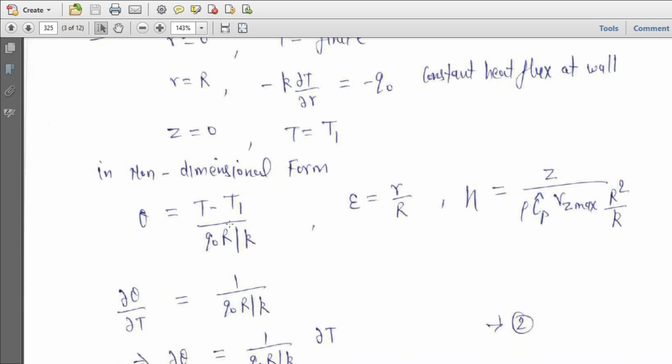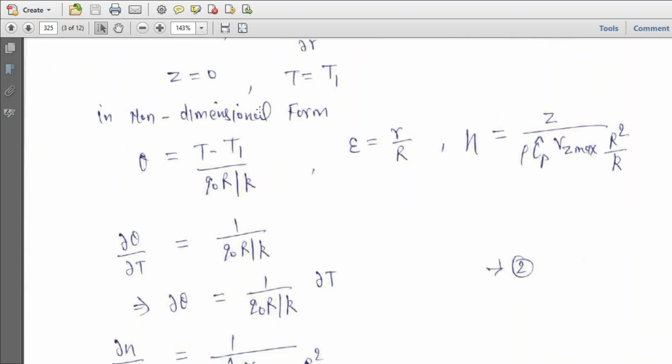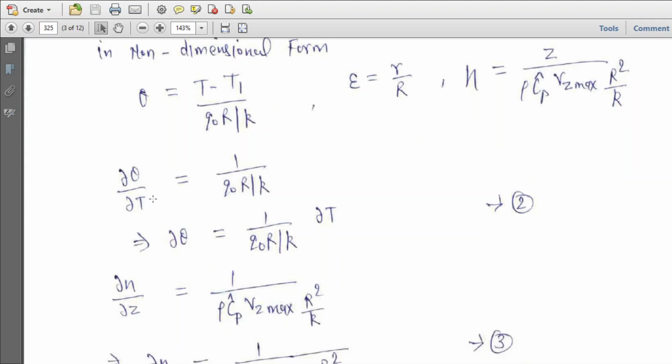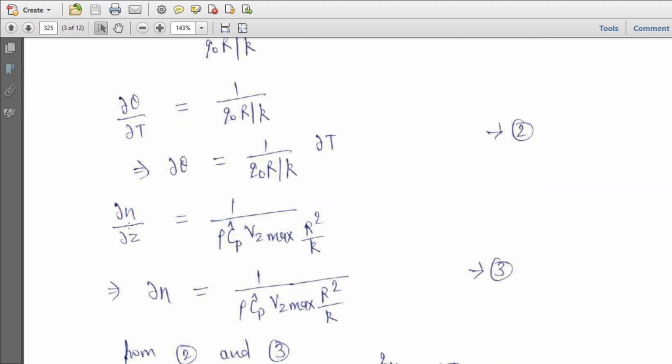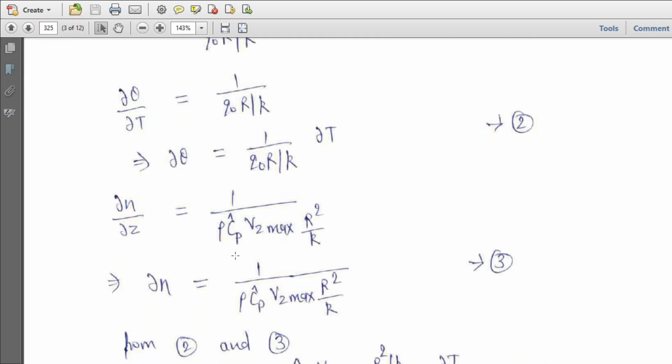In non-dimensional terms, similarly as we did for the forced convection case, here you have theta equal to T minus T1 upon Q0 R upon K, epsilon equal to r upon R, and eta, the non-dimensional distance, is Z upon rho Cp Vz max R square upon K. Now from here we can calculate del theta upon del T is 1 upon Q0 R upon K. Then you have del eta upon del Z is 1 upon rho Cp Vz max R square upon K.